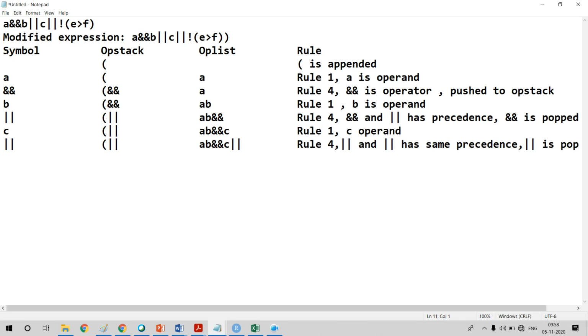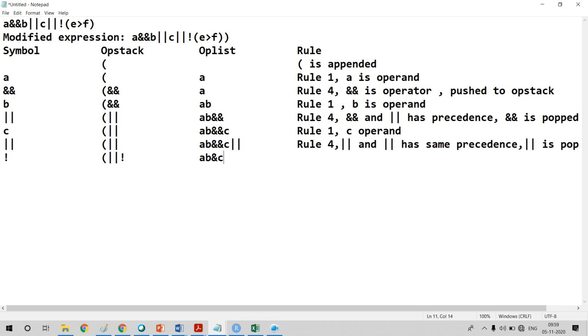The next symbol is the not, the negation. The negation has got higher precedence. The stack symbol is of lower precedence. So no need to remove the stack symbol. Add that negation to the stack.